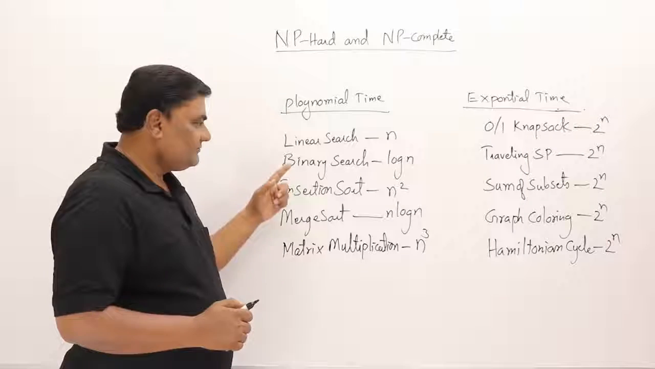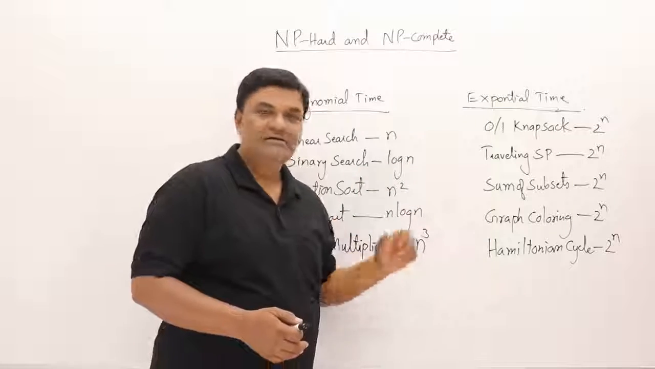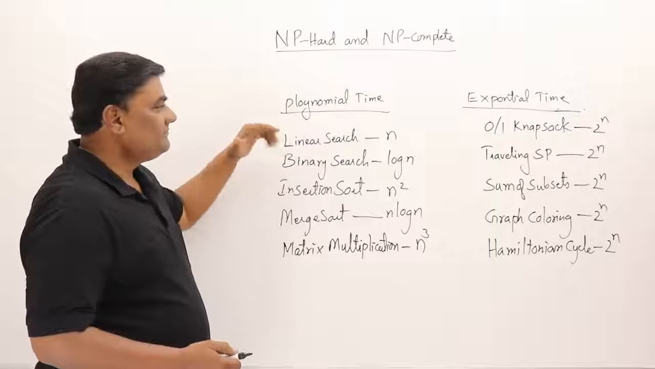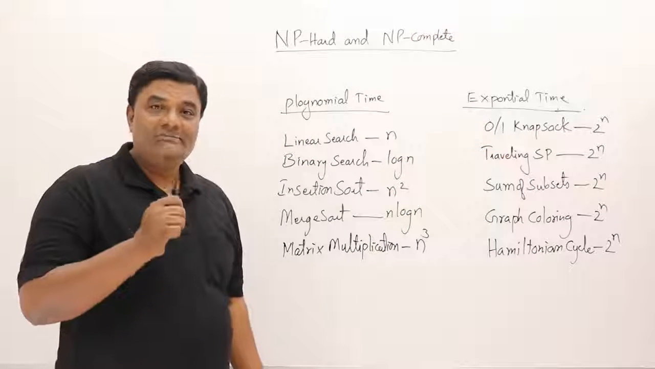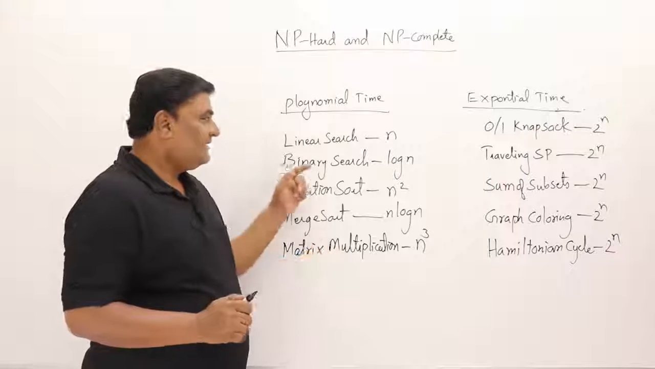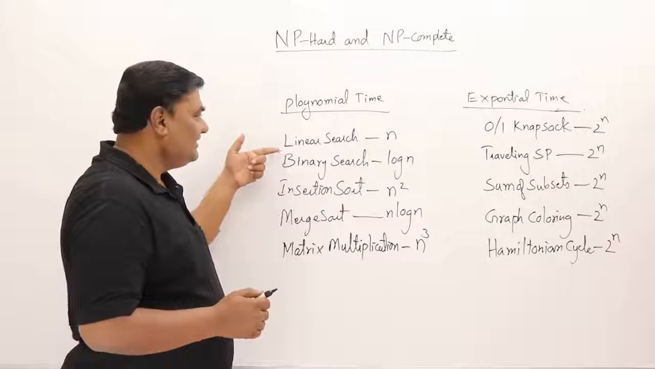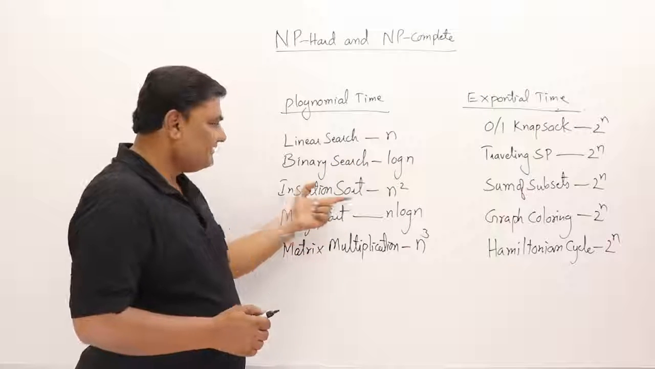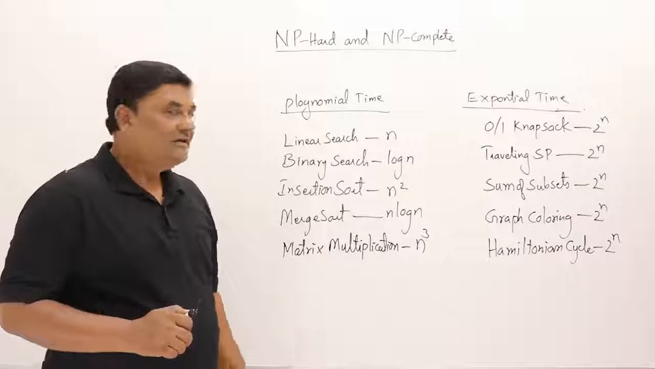All the algorithms that we have already learned, I have written them here. These are the algorithms which take polynomial time, and these are the algorithms which take exponential time. For the problems for which we know polynomial time algorithms, like searching, the algorithms are linear search and binary search. This takes n time and this is log n time, and this is n square for sorting, and merge sort is faster than that, that is n log n.